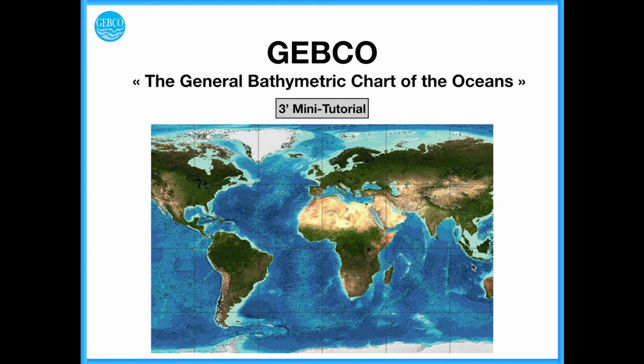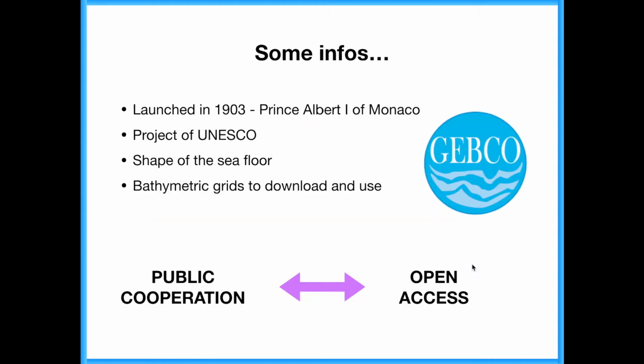Today we're gonna talk about the General Bathymetric Chart of the Oceans, also called the GEBCO project. It was first launched in 1903 by Prince Albert I of Monaco, and it's part of the global project of the UNESCO program, which aims at providing us with an overall shape of the seafloor.